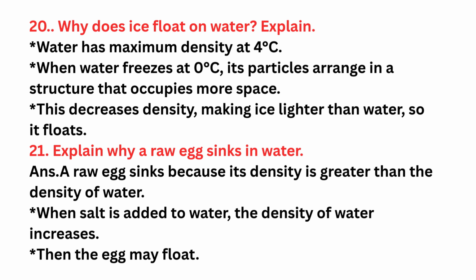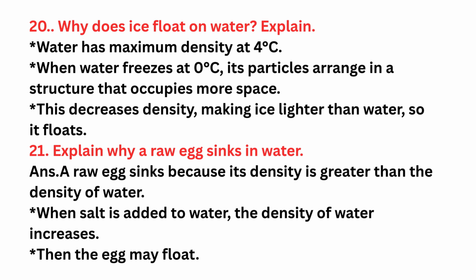Question number 20. Why does ice float on water? Explain. Answer. Water has maximum density at 4 degrees centigrade. When water freezes at 0 degrees centigrade, its particles arrange in a structure that occupies more space. This decreases density, making ice lighter than water, so it floats.